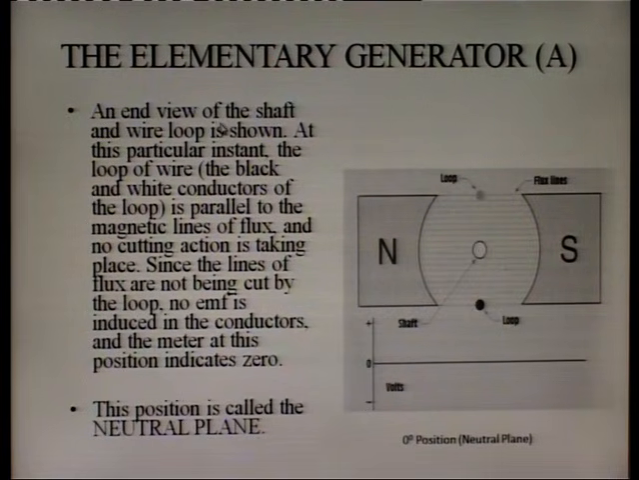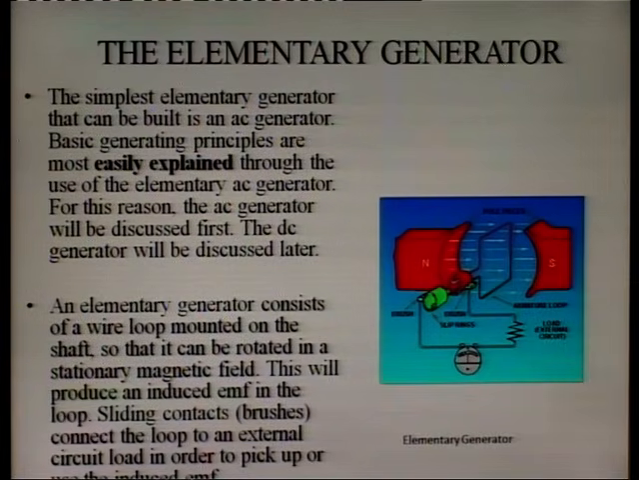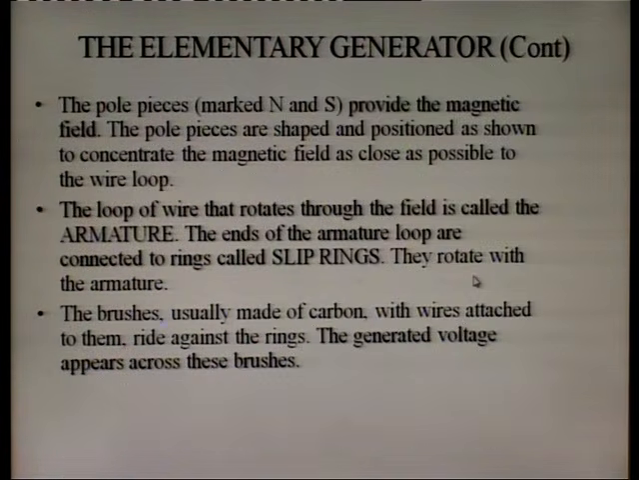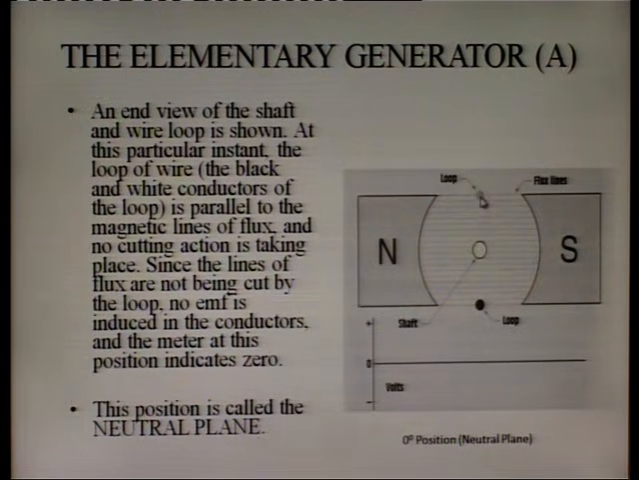An end view of the shaft and wire loop is shown. At this particular instant, the loop of wire, the black and white conductors of the loop, is parallel to the magnetic lines of flux and no cutting action is taking place. Since the lines of flux are not being cut by the loop, no EMF is induced in the conductor and the meter at this position indicates 0. The two coil sides are represented by the white and black conductors.